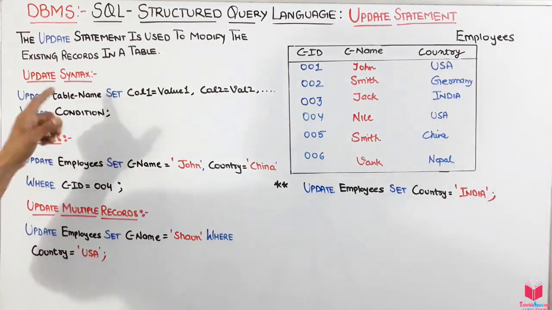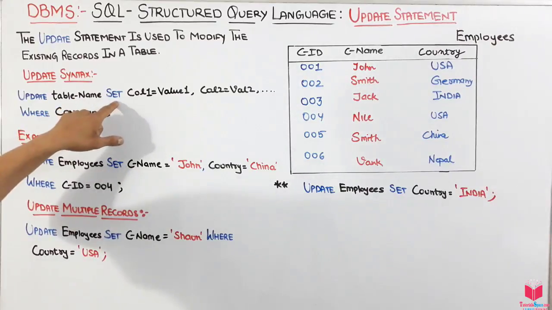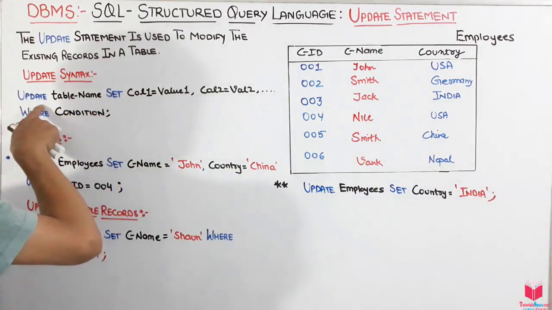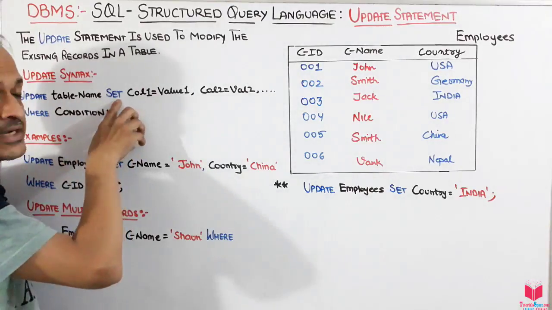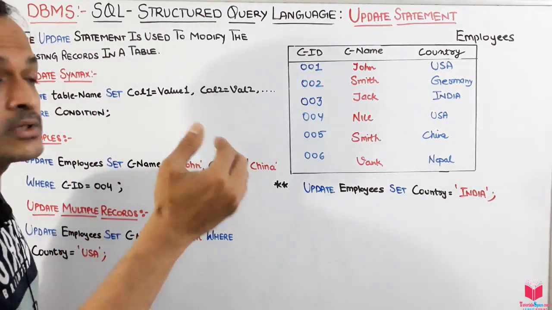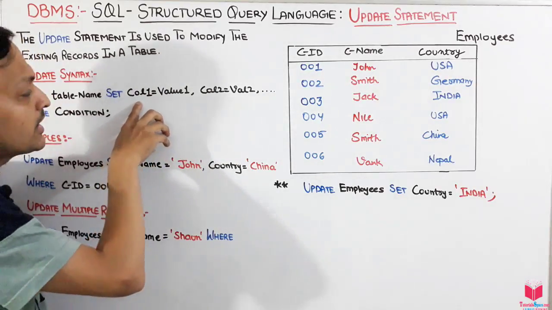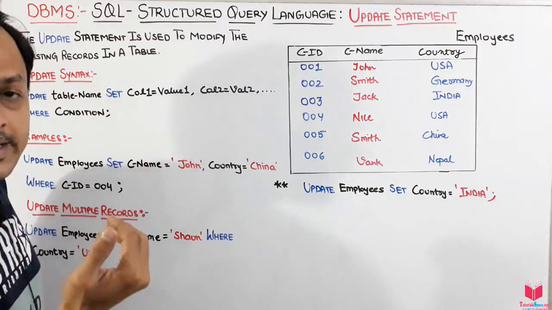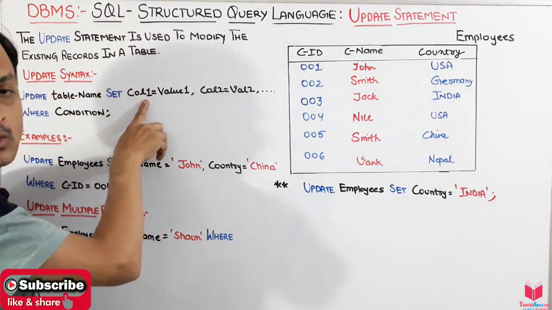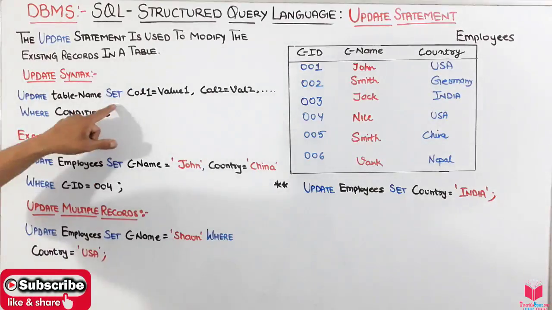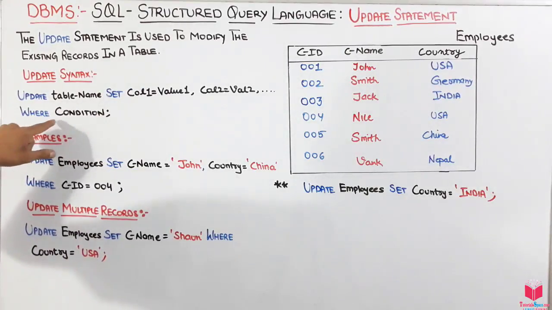The keyword UPDATE, then the table name, then SET. Set is an additional keyword which is used with update. It will set, that is, update these values. Column 1 is the column name, another column name, and this is the value in that column which we have to set or update. But on what basis? This is the WHERE condition.